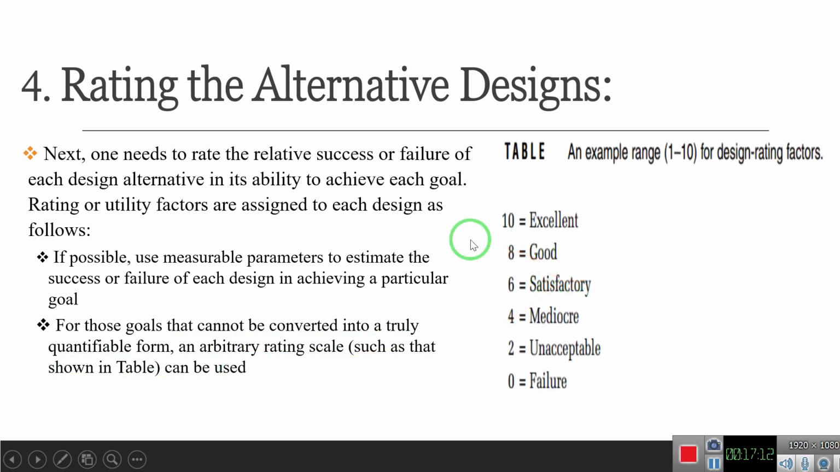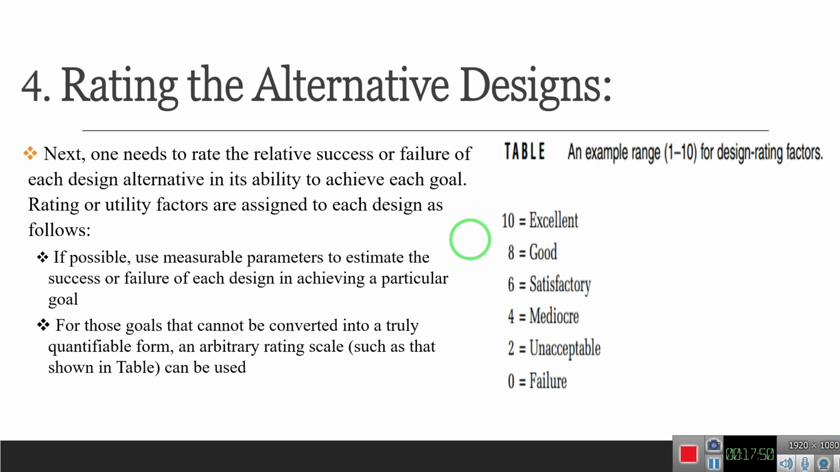Now we know that the weighting factor is 0 to 100, right? Now we have to go for the alternative design for each goal. See, now for the alternative design, we put a design rating factor. For each goal, we are putting a design rating factor with a 0 to 10 scale: failure, unacceptable, mediocre, satisfactory, good, excellent. Means we got some 10 number of goals for each solution.